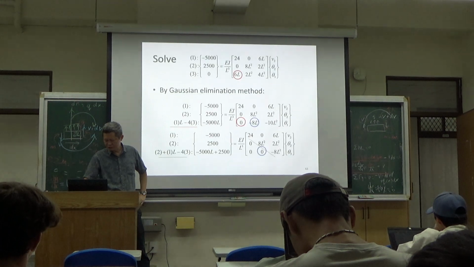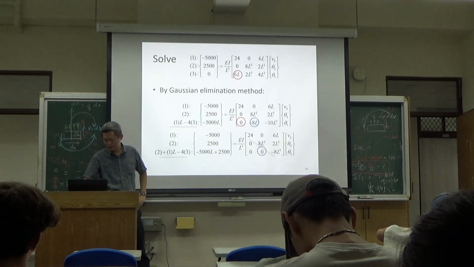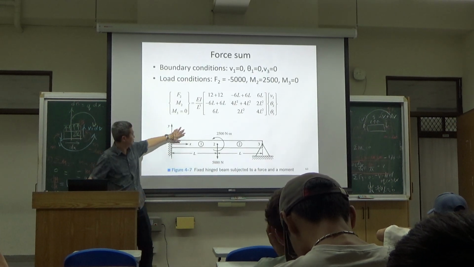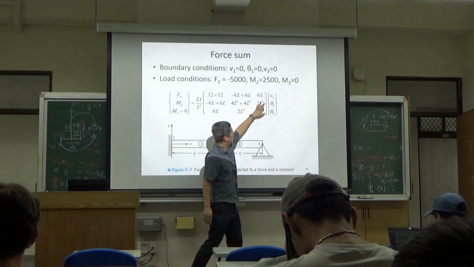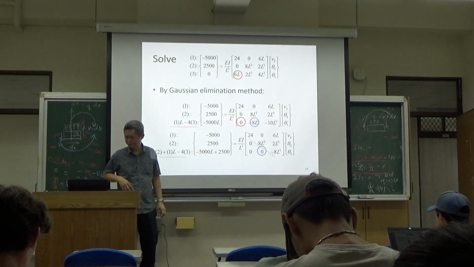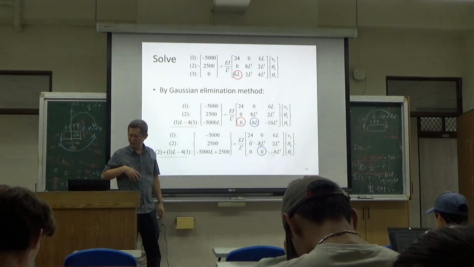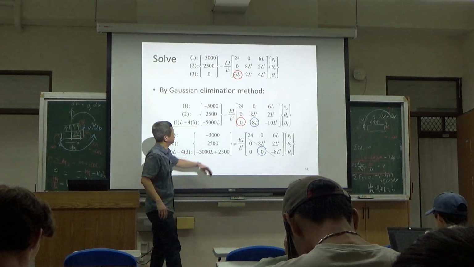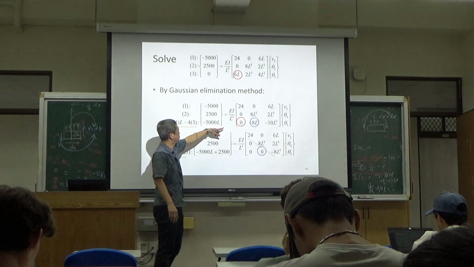Okay, next we come to the solution of this equation. See, this is a three equation with three unknowns. Okay, how do you do the solution? Yeah, we practice Gaussian elimination again. The first thing we're going to zero out is 6L. How to zero out the 6L?